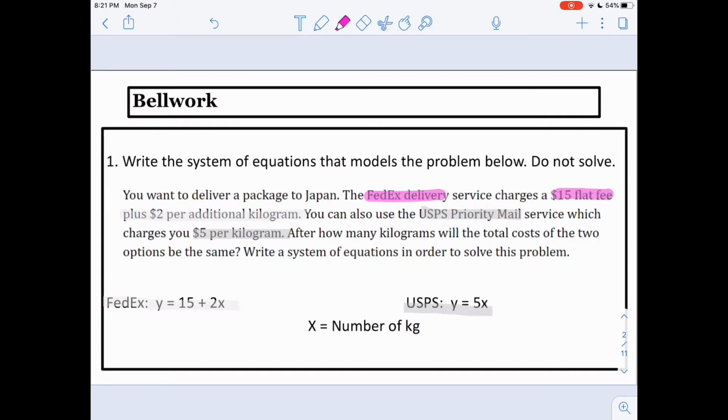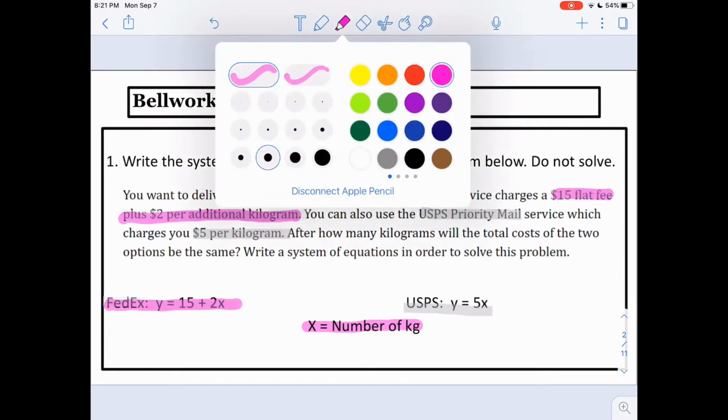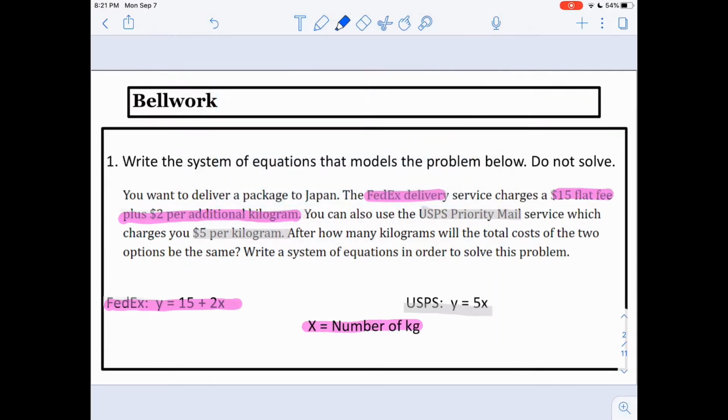FedEx charges a $15 flat fee plus $2 per additional kilogram. If X is our number of kilograms, then I would write the equation for FedEx as Y equals 15 plus 2X. USPS charges you $5 per kilogram, which is why, again, if X is our number of kilograms, the equation for USPS will be Y equals 5X.